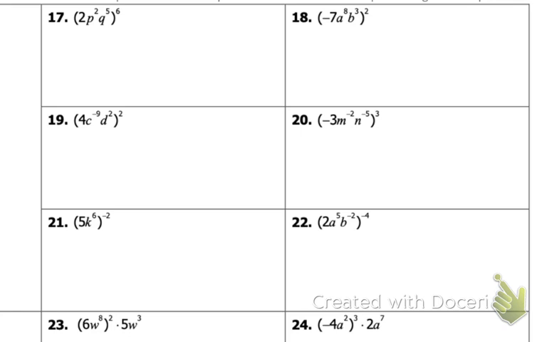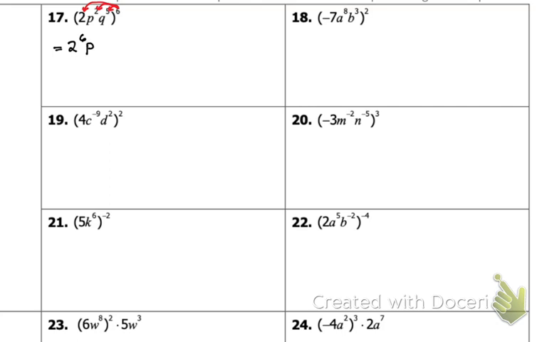Let's look at number 17. Does this 6 affect everything? Yes. So the 6 goes to everything that's in the parenthesis. So that 6 goes to the 2. It goes to the P. It goes to the Q. So we should have 2 to the 6th.